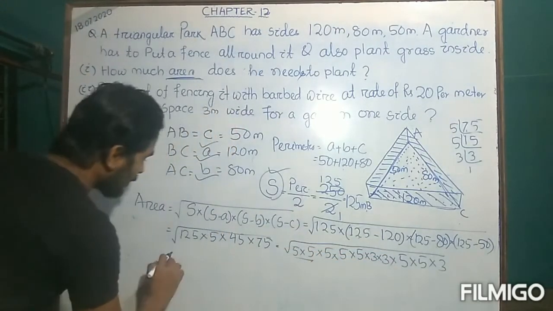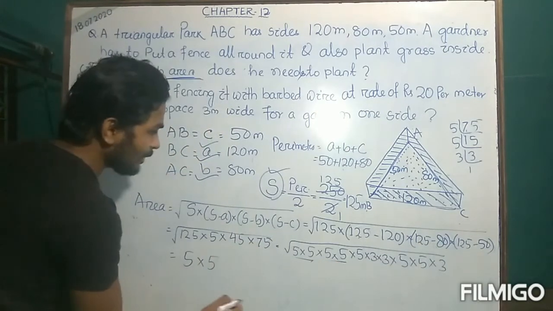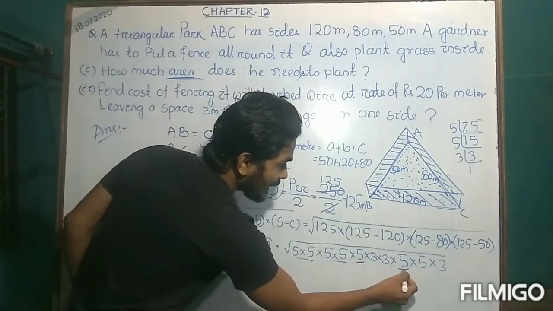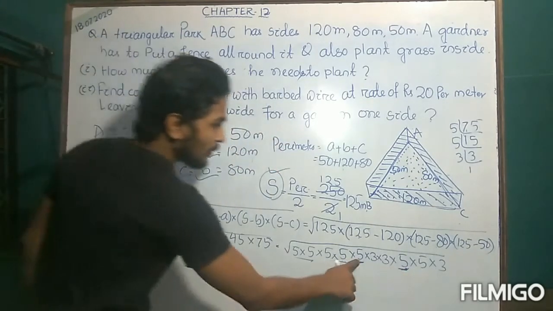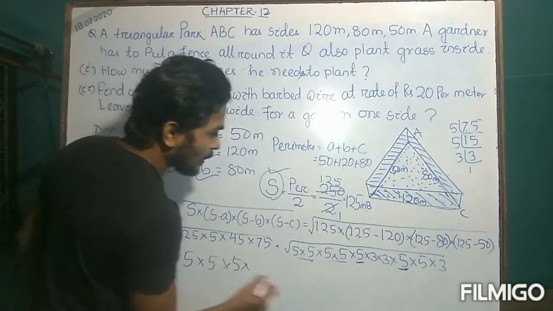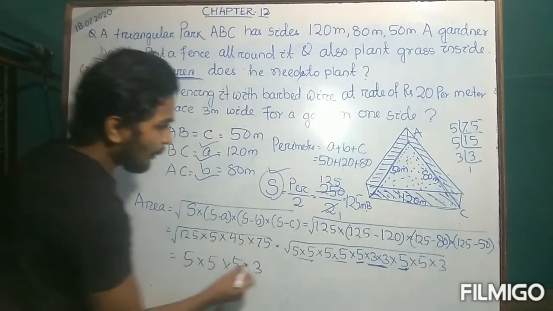So for this 2 5 you can write single 5 into. Now you can see here is a 5 and here is a 5. Okay. So for this 2 5 you can write single 5. Clear? Into. Now here 2 3. So you can write single 3.